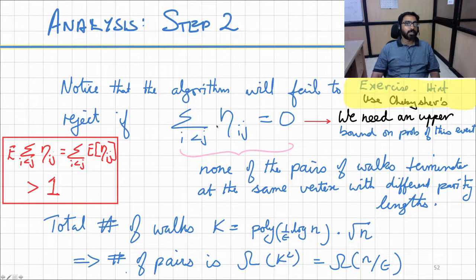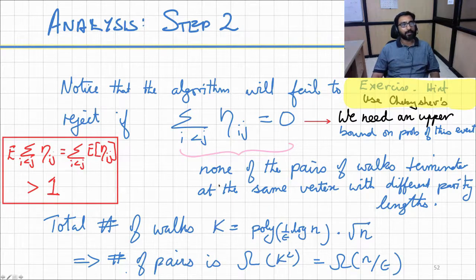Basically, the event complementary to this event should have large probability. The part that's left as an exercise now is to show, using Chebyshev's inequality, that the probability of this event is actually small. Which implies that the probability of the summation of eta ij's exceeding 1 is sufficiently large. And remember that if that happens, the algorithm will in fact reject the graph.